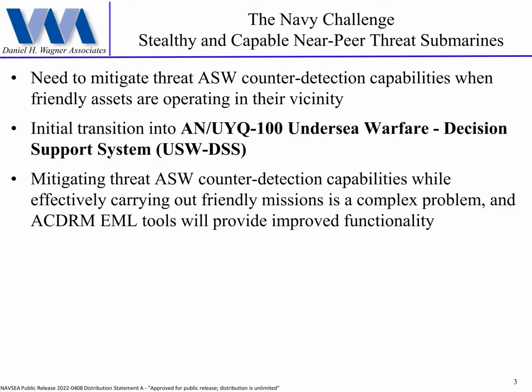The principal Navy challenge that we're addressing in this project is the large number of stealthy and capable near-peer threat submarines that we now are facing. In order to deal with this threat, we need to mitigate the threat counter-detection capabilities as much as possible when we're operating friendly assets in their vicinity. The initial transition will be into Undersea Warfare Decision Support System, USWDSS, to increase its capability by accounting for the counter detection and improving its estimate of mission effectiveness, as well as improving the optimal solutions it generates.